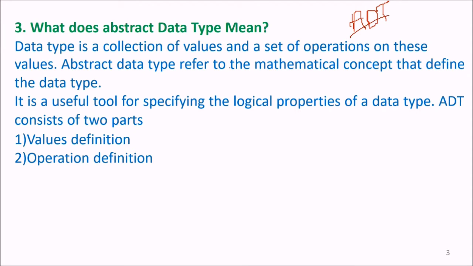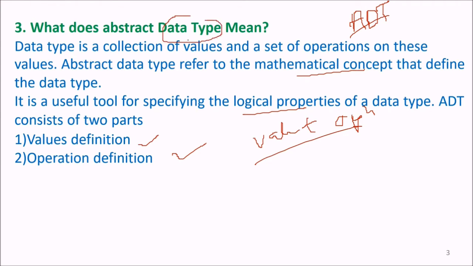Data type is a collection of values and a set of operations on these values. So abstract data type refers to the mathematical concept that defines the data type. It is a useful tool for specifying the logical properties of a data type. And ADT consists of two parts. First is your value definition, so how we are defining these values, and how we are defining operations on these values. So values plus operations on these values, these are abstract data types.